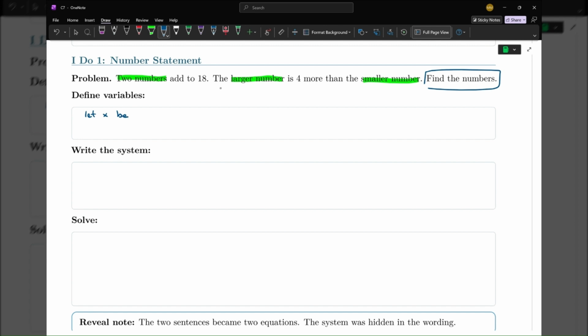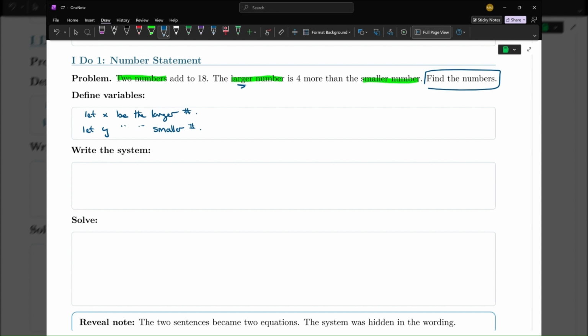And actually specifically, because one's defined as larger, I'm going to let x be the larger number, and then let y be the smaller number.